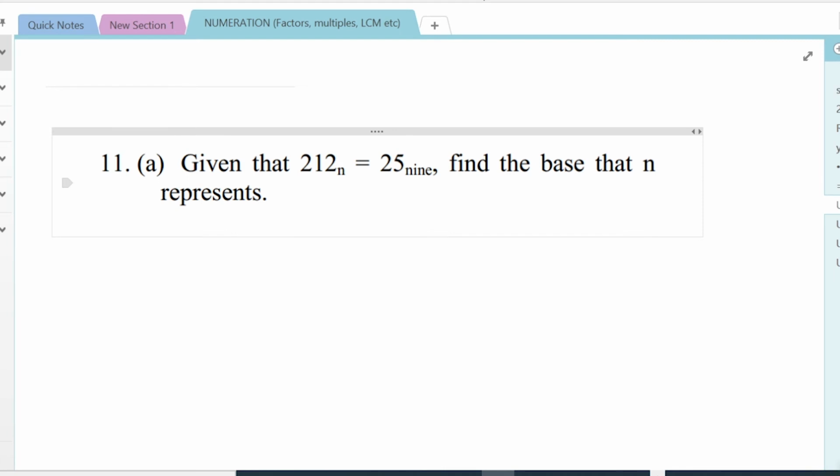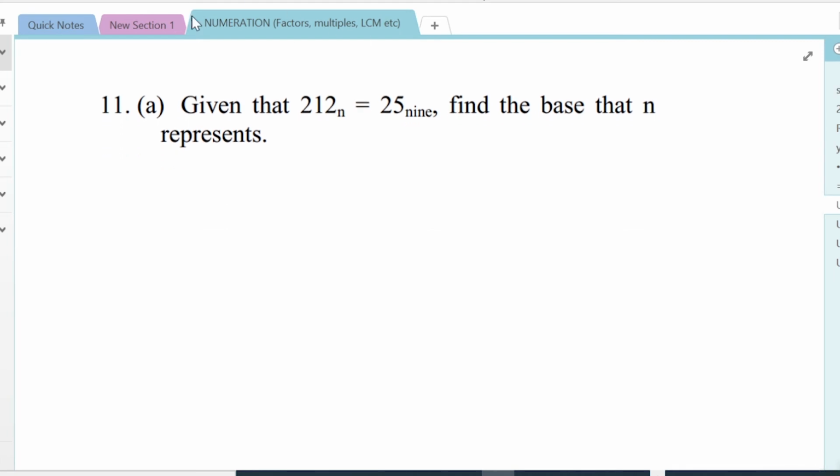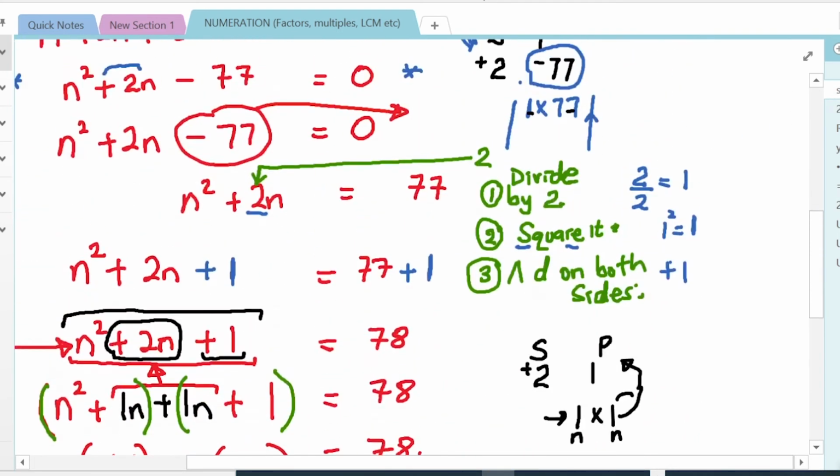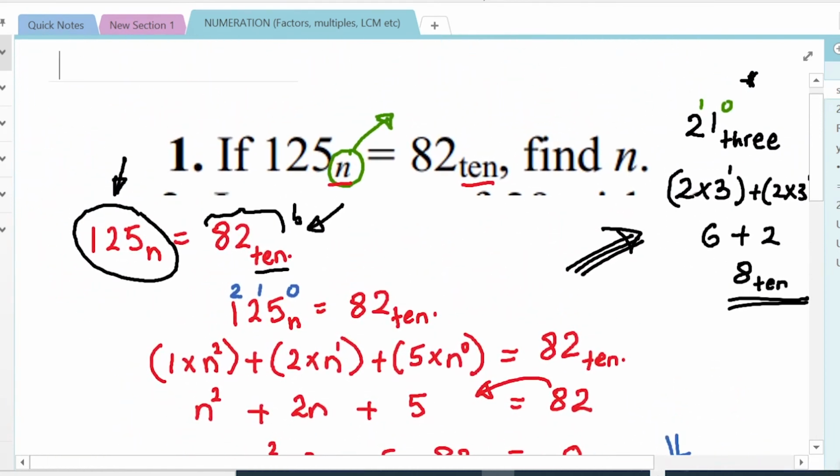This one is related or similar to what we had done earlier. You can try it out and see if you can get the value of n yourself. So it is 2 to the power n is equal to 25 to the power 9. It is similar, but let's take note here. The number we did before, let's get back to that number. Do you see this number that we did before earlier?